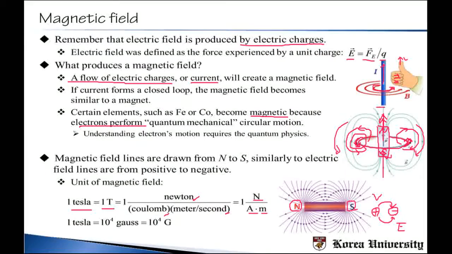Tesla is the SI unit of the magnetic field, and there are some other non-SI units. In fact, the unit system of the magnetic field is a little bit messy, so we are not going to review them all, but only think about important units. Tesla is the SI unit, and Gauss is not exactly an SI unit, but is actually important because 1 Tesla corresponds to 10,000 Gauss.